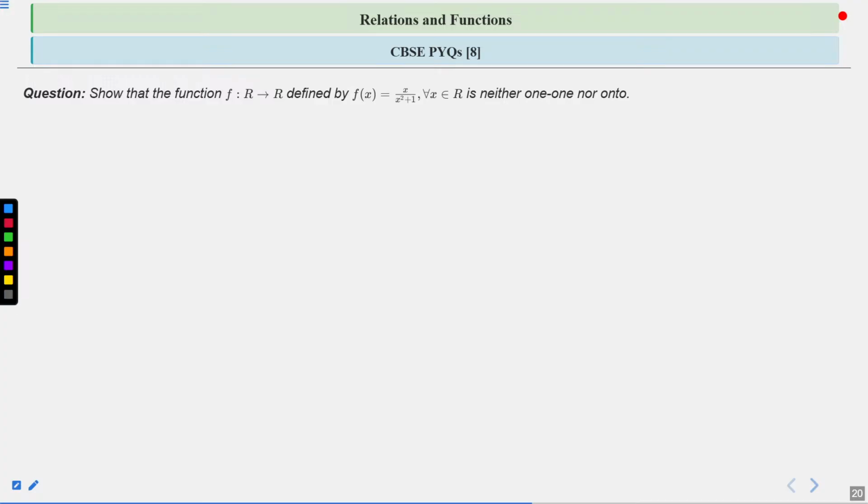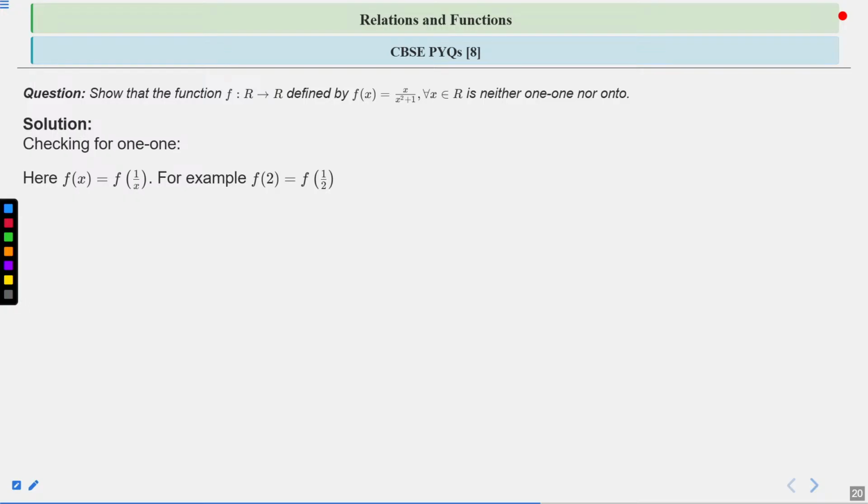The question was, show that the function f from R to R defined by f(x) equal to x upon x square plus 1 for all x belongs to R is neither 1-1 nor onto. Let us move to the solution part. So let us check first for 1-1.